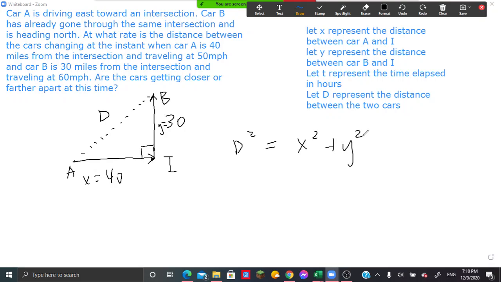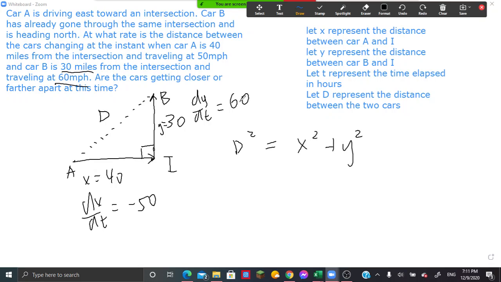From the information given, we can also see that car A is traveling at 50 miles per hour, so the displacement is decreasing. So the derivative of the displacement, dx over dt, is equal to negative 50, because it's decreasing. The velocity is negative. And in this case, we have dy over dt, which is 30 miles away and traveling at 60 miles per hour away. So it's positive 60.